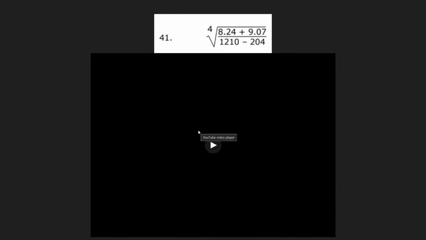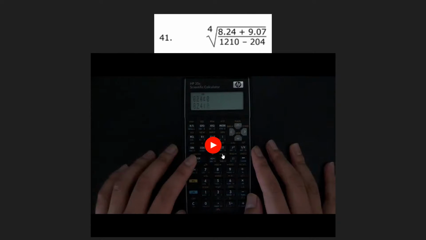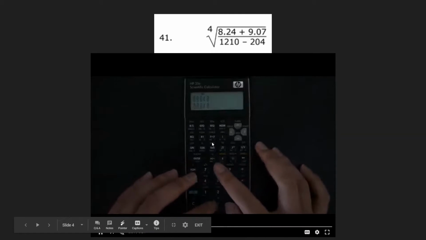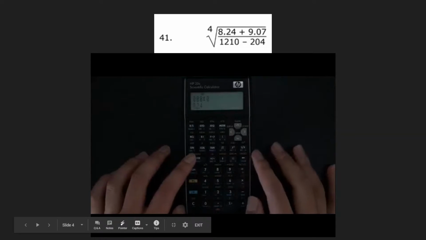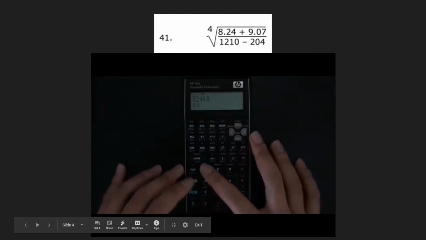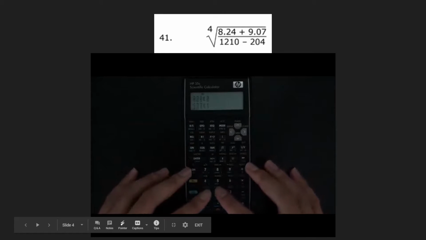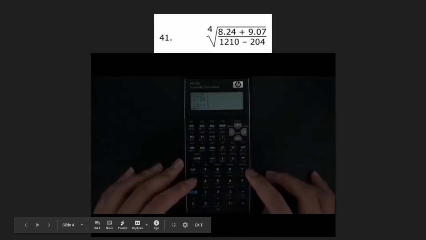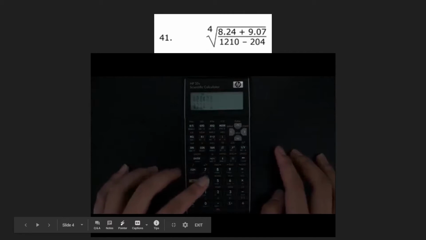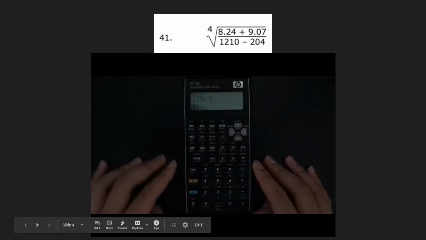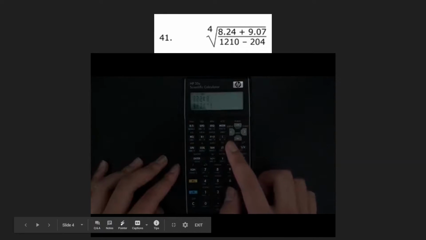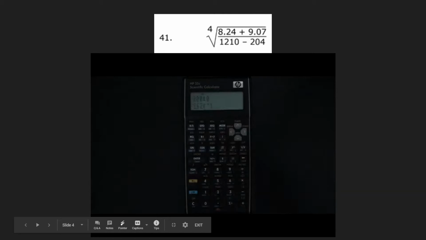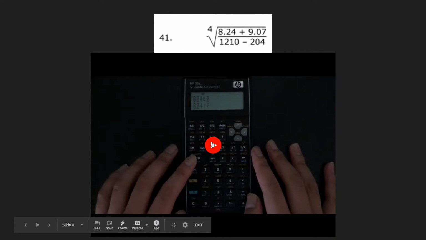Now, in question 41, we're going to be going over a problem with something to the fourth root. 8.24, enter 9.07, then I add 1210, enter 204, and I subtract. I enter 4, and then press yellow shift key and square root. That takes our number inside the radical and does it to the fourth root.